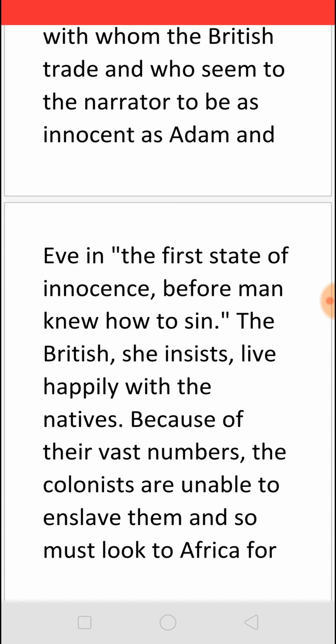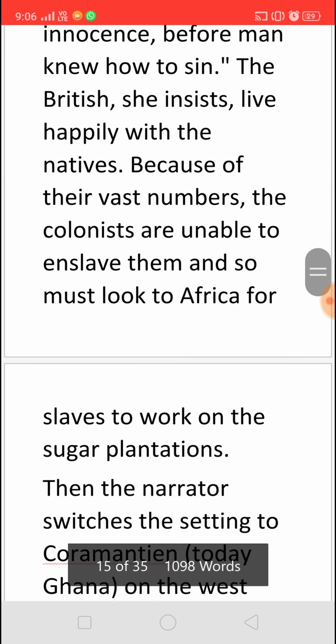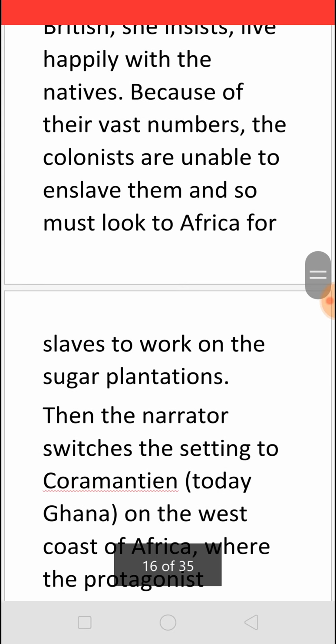And the British people who had come there were very happy with the natives and had a very good relationship with them. And these natives were in large numbers, so the British could not enslave them. So they had to look to Africans to work as slaves for them in the sugar plantations.